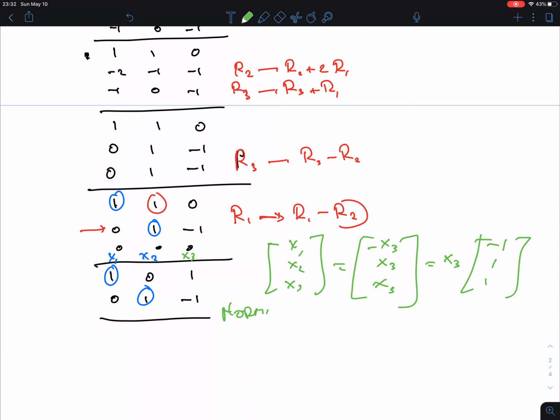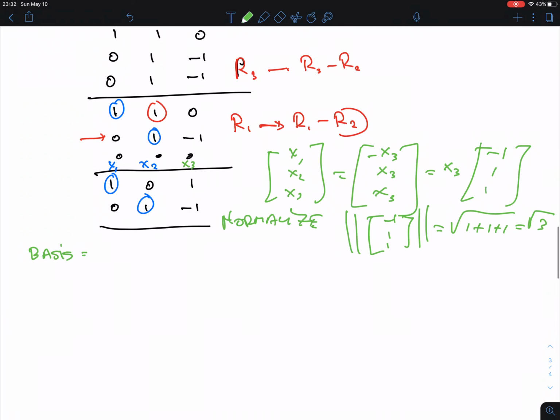We normalize. Minus 1, 1, 1. That's radical 1 plus 1 plus 1, radical 3. So I told you that you cannot expect that all these vectors are going to have the same norm. You see, you have really different ones, radical 3, radical 2, radical 6 we had. So the basis is minus 1 over radical 3, 1 over radical 3, 1 over radical 3.